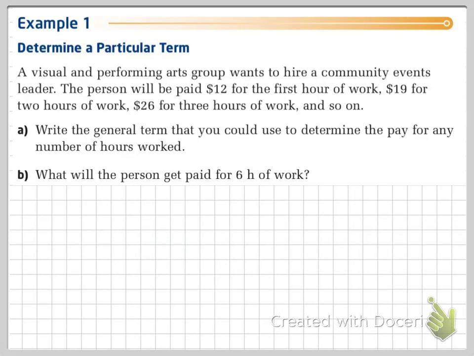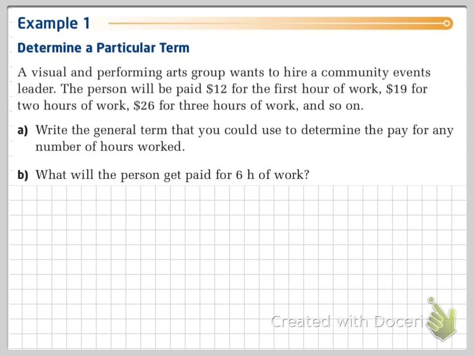Moving on to example 1. Determine a particular term. A visual and performing arts group wants to hire a community events leader. The person will be paid $12 an hour for the first hour of work, and $19 for 2 hours of work, $26 for 3 hours of work, and so on. Write the general term that you would use to determine the pay for any number of hours worked. And what will the person get paid for 6 hours of work?